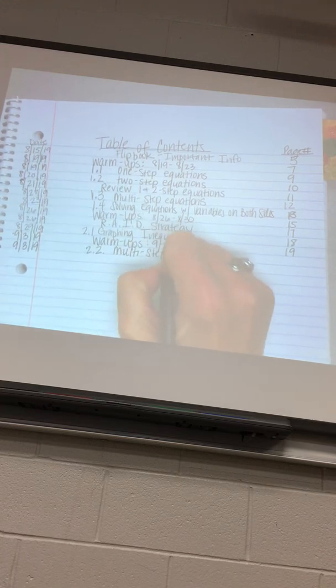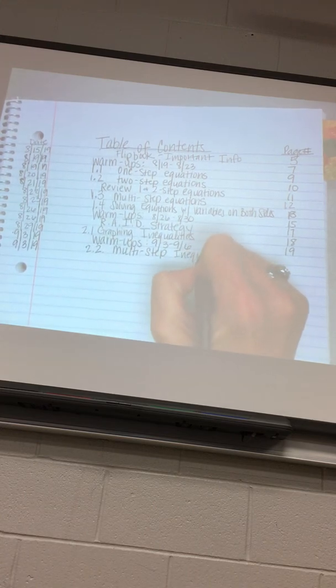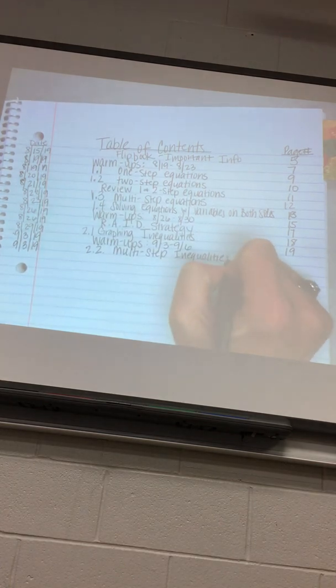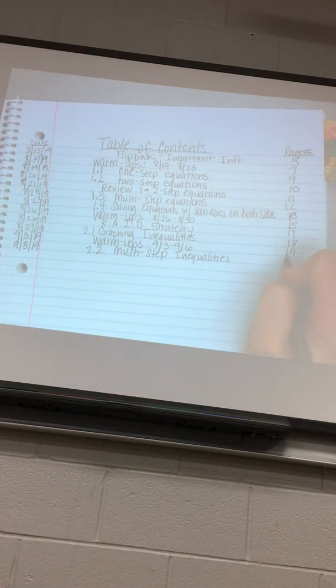multi-step inequalities. And I believe that you need to skip 2 pages for warm-ups. So we're going to be on page 21.